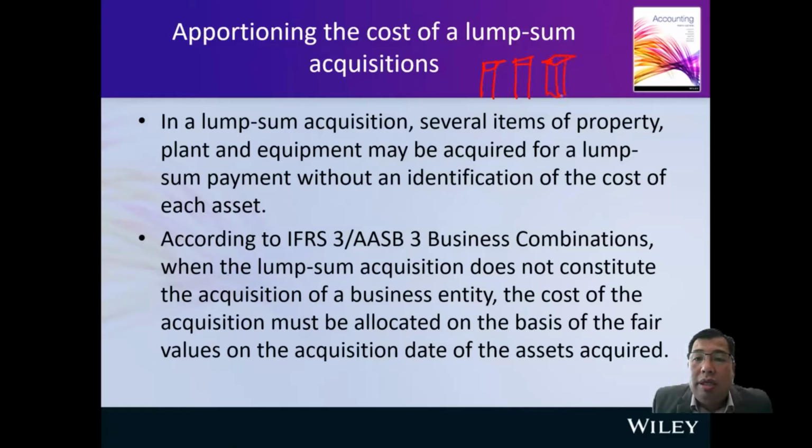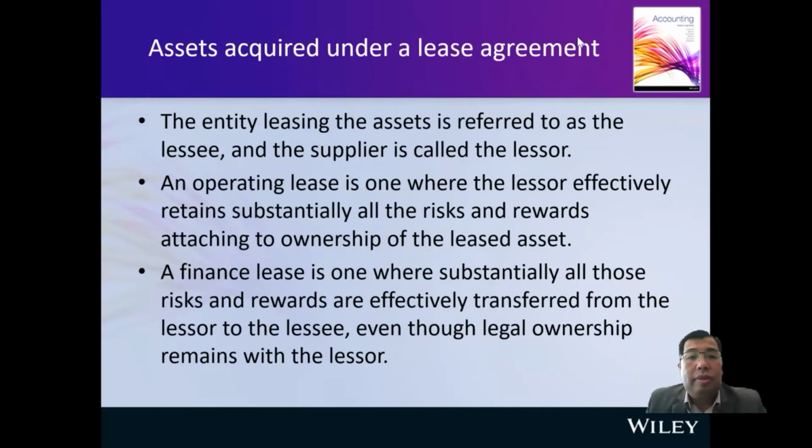You're a very rich guy, yeah. So you bought all these towers in a lump sum payment, maybe you paid 500 million. In that case, we are going to use the fair value of the assets to determine the value of each building, tower A, tower B, and also tower C. So this is when we have lump sum acquisitions.